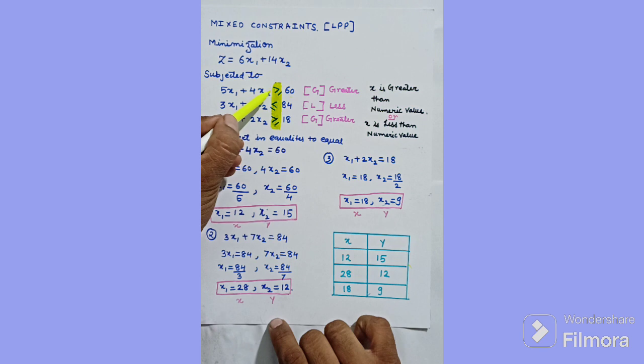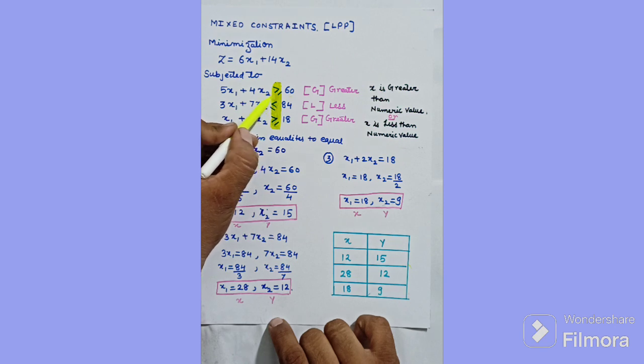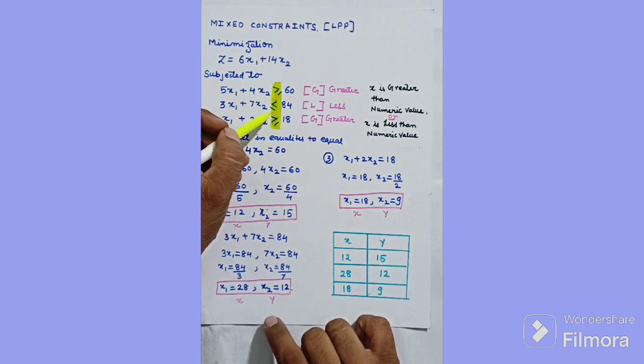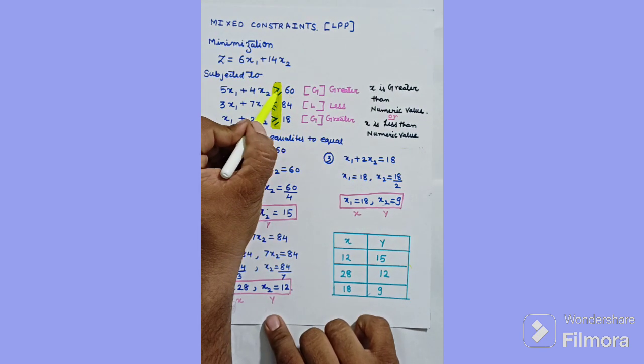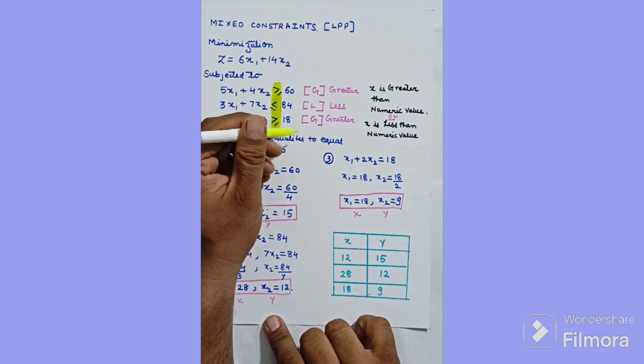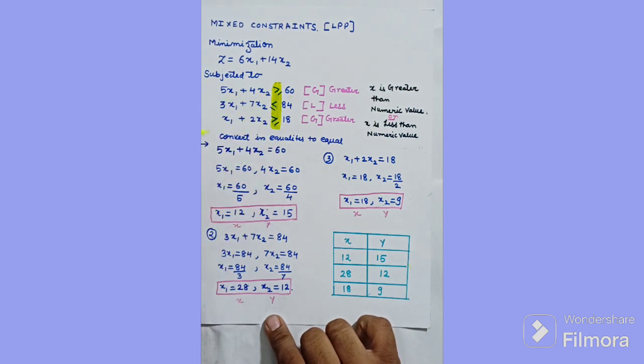In maximization or in minimization, the greater sign is either toward the x or toward the numeric value. But in mixed constraint, some constraints will have the greater sign on one side, and some will have it on the other side. So the procedure will be the same, but this greater and lesser sign will help us find the feasible region.